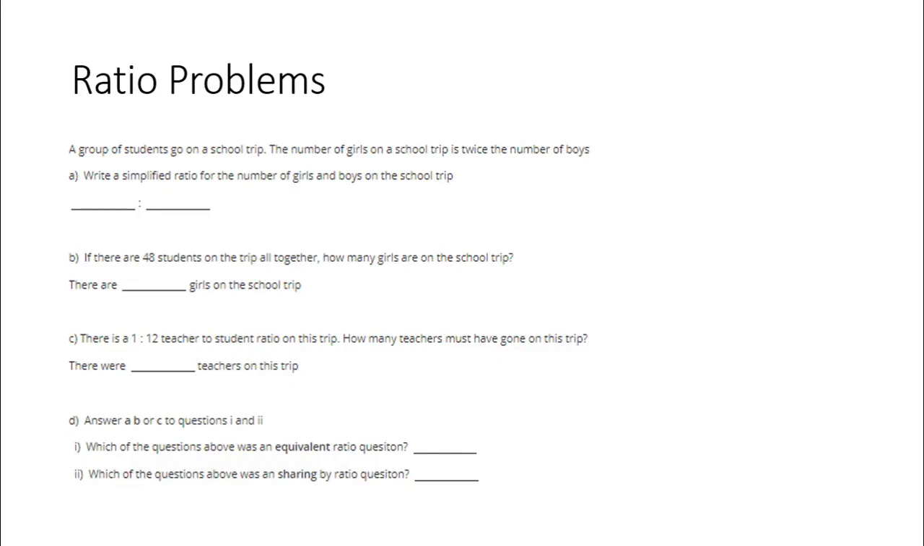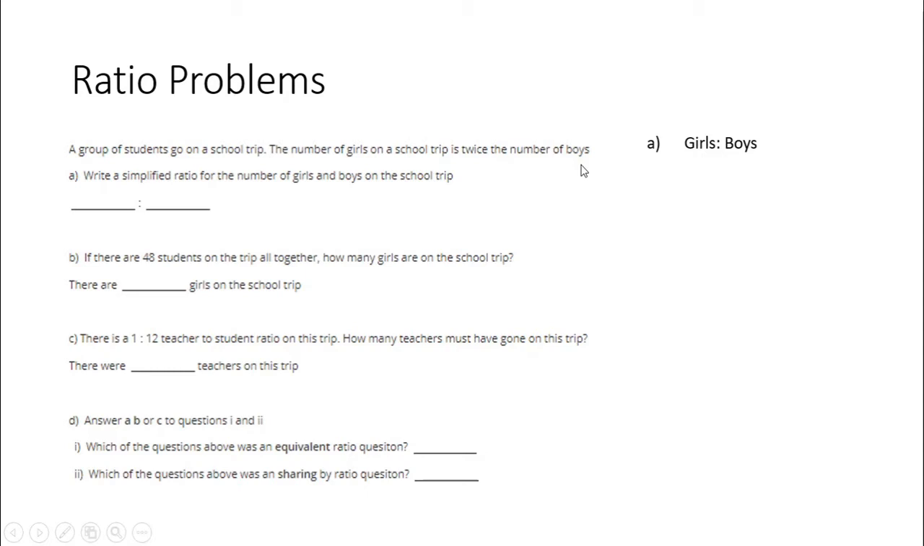Question 1, so this ratios problem. There are different types of ratios problems involved here, so it's really important that you read carefully. A group of students go on a school trip. Number of girls on the school trip is twice the number of boys. It's always best to start a ratios problem by writing out that ratio in words. So girls and boys, and I've put them in the order as they are in the question. Note the girls were mentioned first, and then the boys after. And the girls on the trip is twice the number of boys.